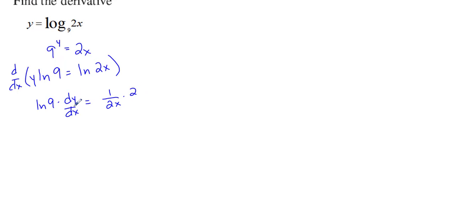Okay, to solve for dy dx, we divide by natural log of 9. So the derivative then, those 2's cancel, right? So what do we have? 1 over natural log of 9 times x.